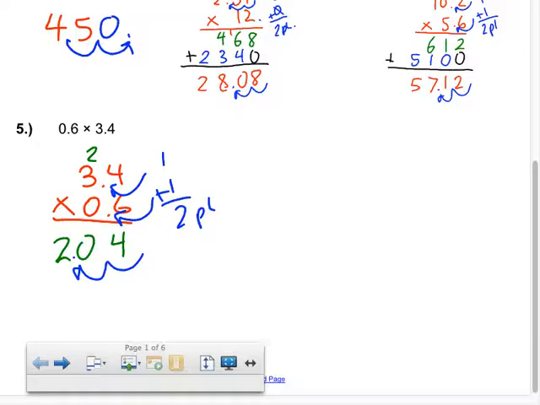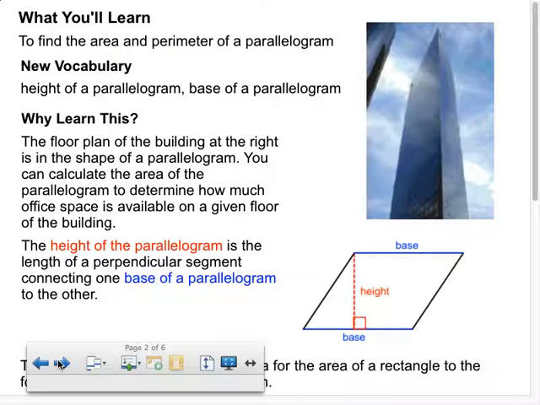Now let's move on to the lesson. What you'll learn: to find the area and perimeter of a parallelogram. New vocabulary: height of a parallelogram, base of a parallelogram. Why learn this? The floor plan of the building at the right is in the shape of a parallelogram. You can calculate the area of a parallelogram to determine how much office space is available on a given floor of the building.